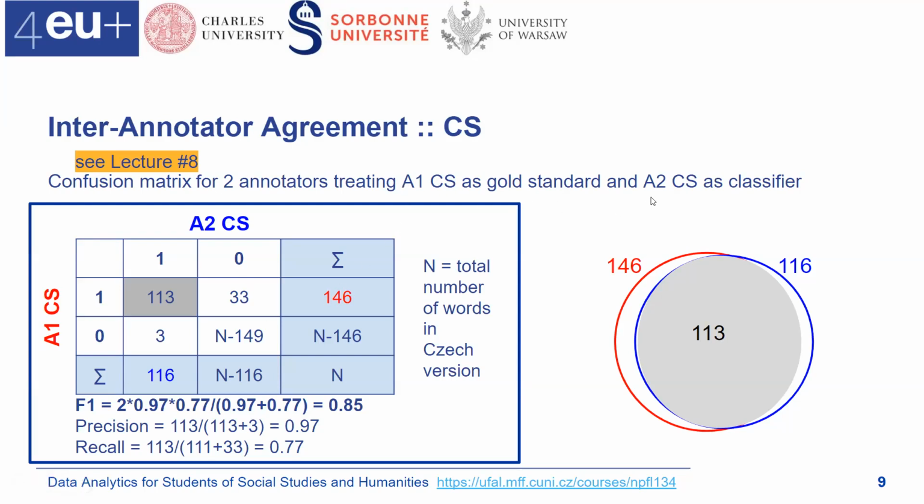So two annotators of the Czech version, A1 and A2. The annotator A1, the red one, labels 446 subjects in the document, and annotator A2 labeled 116 subjects in the document. We treat the annotator A1 as a gold standard and annotator A2 as a classifier.